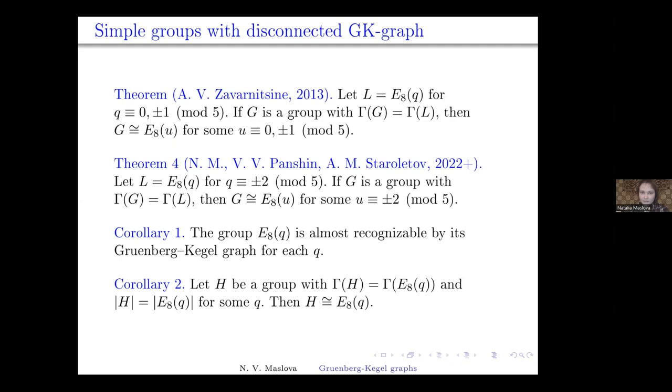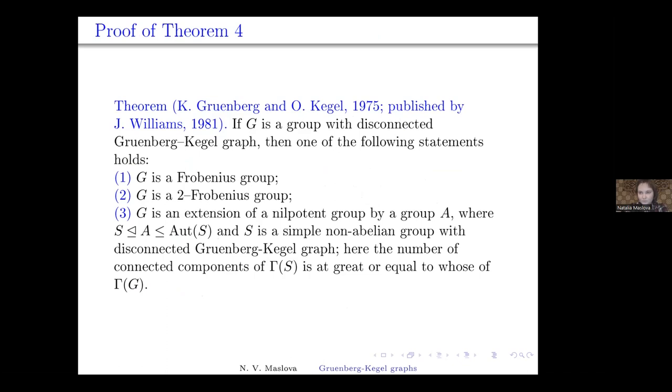So this group is uniquely determined by its Gruenberg-Kegel graph and order. And let me say a few words about the proof of theorem 4, our recent result. First of all, we use the Gruenberg-Kegel theorem. What is the Gruenberg-Kegel theorem? It's a description of all finite groups with disconnected Gruenberg-Kegel graph. Gruenberg and Kegel proved that if G is a group with disconnected Gruenberg-Kegel graph, then either G is a Frobenius group, a very well known construction, or it's a 2-Frobenius group. This group consists of a series of two Frobenius groups.